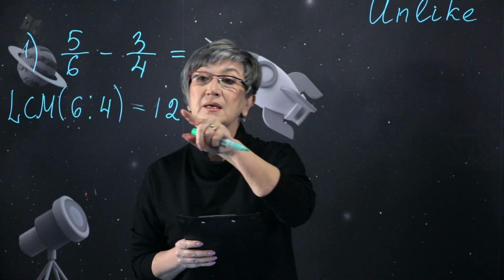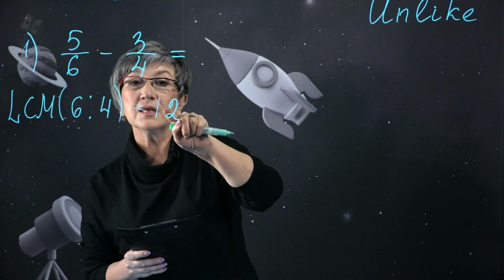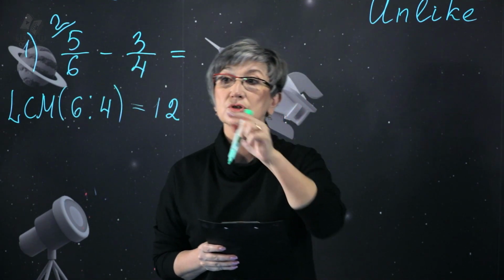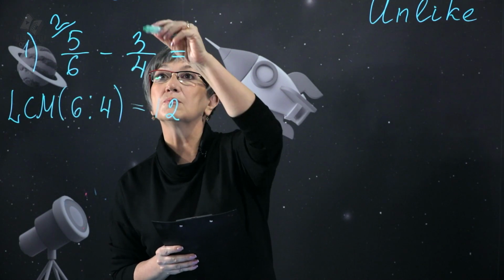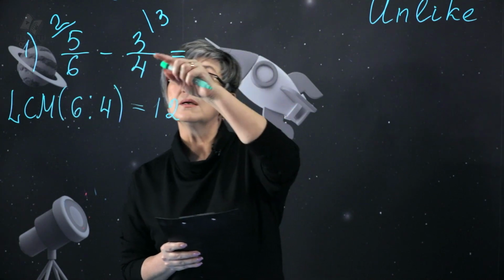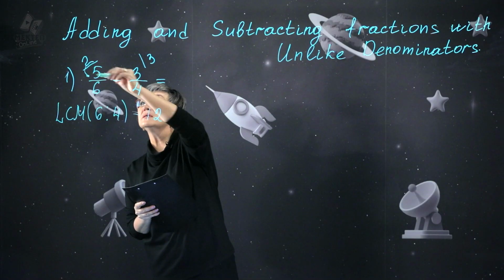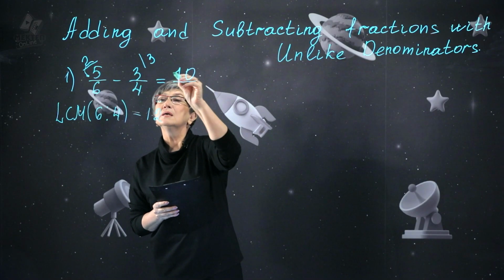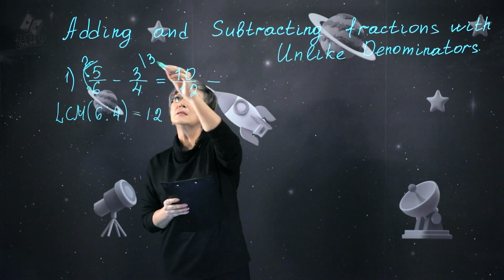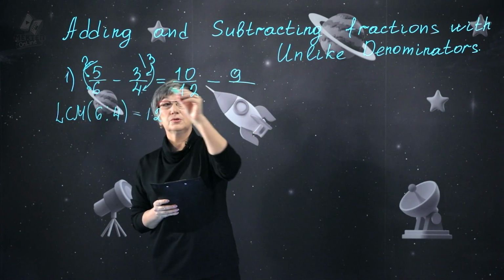So let's continue with our next steps. 12 I divide by 6, that's 2. I write it down as an additional multiplication. 12 I divide by 4, that's 3, and I'll write that down for the second fraction. Next, now I need to bring it to a common denominator. I multiply 2 by 5, that will be 10. And 2 times 6, that would be 12. Minus 3 times 3, that's 9. And 3 times 4, that would be 12.